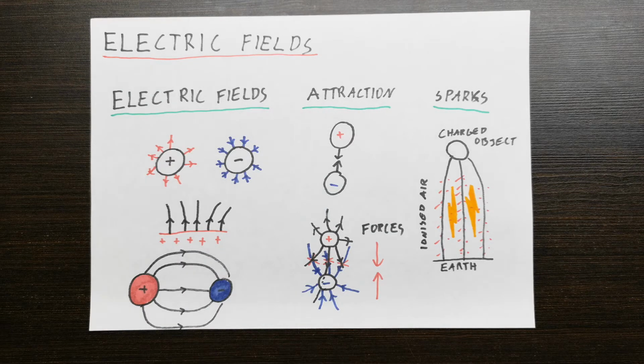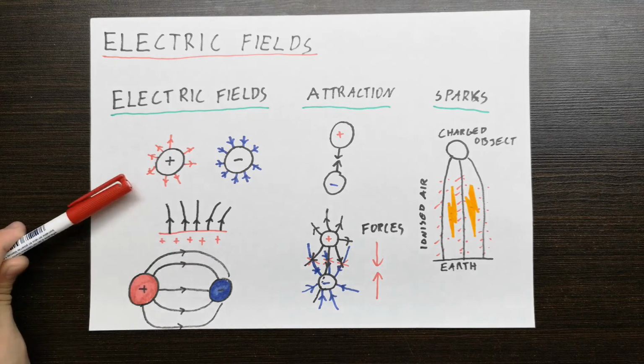Okay, so now the important thing to consider is that any object that has a charge, static or not, emits an electric field. It has its own electric field. And the important thing to consider is that a positively charged object will have electric field lines going out of it, and a negatively charged object will have electric field lines going into it.